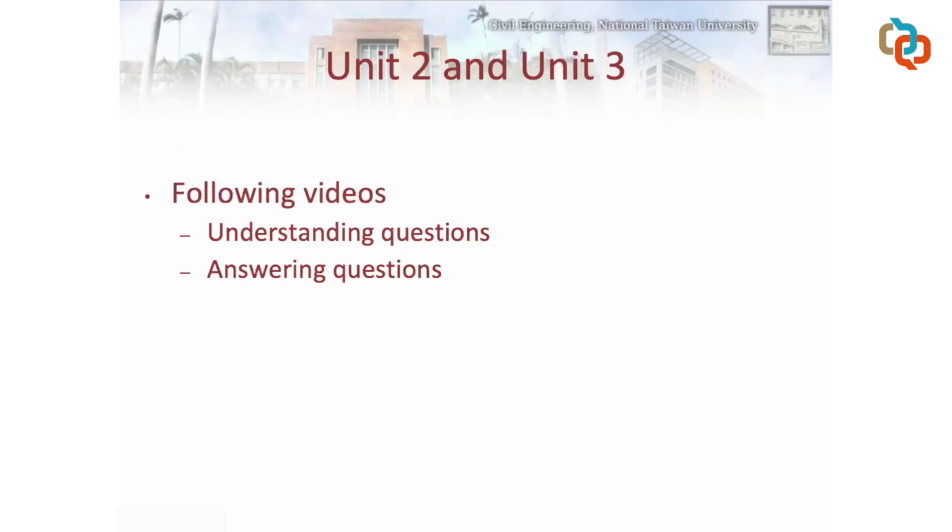All right, so that is pretty much it for this unit. We do have Unit 2 and Unit 3 within this series. For the following units, one is about understanding questions and the other is about answering questions. Stay tuned.